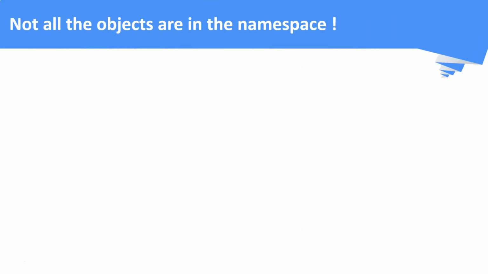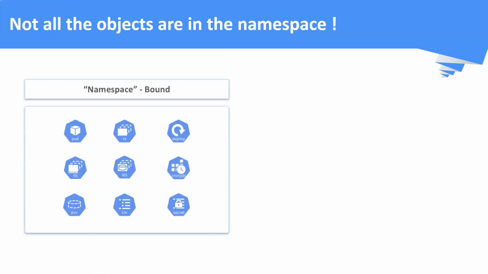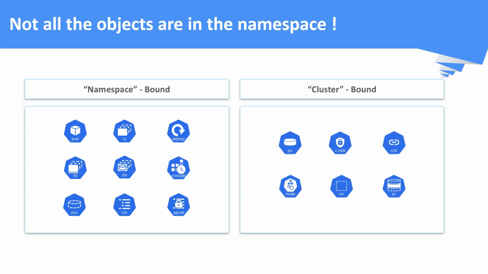Not all objects are within a namespace. Almost all the high-level Kubernetes objects like pods, deployments, daemon sets and jobs are bound to some namespace. This means that they are all created within the scope of a namespace. Whereas there are some other low-level components like storage volumes, nodes, cluster roles and so on. They are created at the cluster level, meaning these resources are common to all the namespaces.